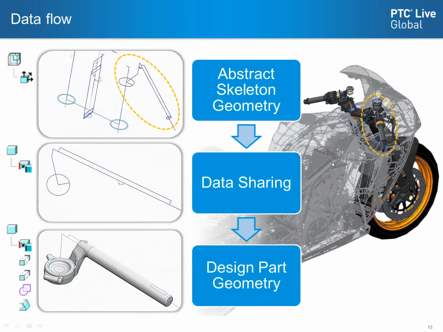So how does the data flow from a skeleton down to features and components? From the abstract skeletons, we are publishing the information through data sharing features. Every component in the design will get the data sharing feature that contains the outlines from the skeletons that are relevant for this part. And then in this part, the user can design around those outlines and add more detailed design geometry.